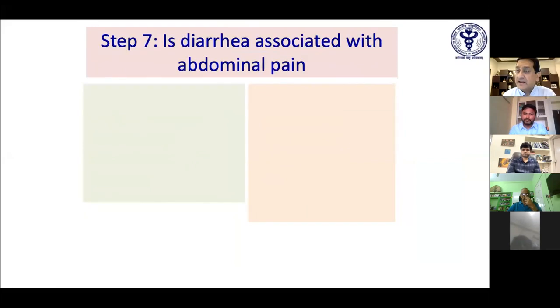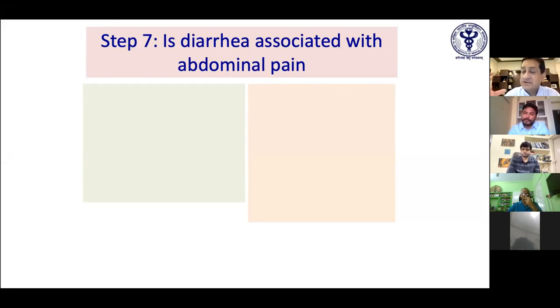Pain abdomen: if diarrhea is also associated with pain abdomen, then remember two things. One, anybody who has chronic diarrhea will have abdominal discomfort. And all of us have our own personal experiences: in acute diarrhea, a large amount of water in the small intestine contracts, and that leads to pain abdomen. But this is a crampy pain which relieves with passage of stool. So this is a different pain.